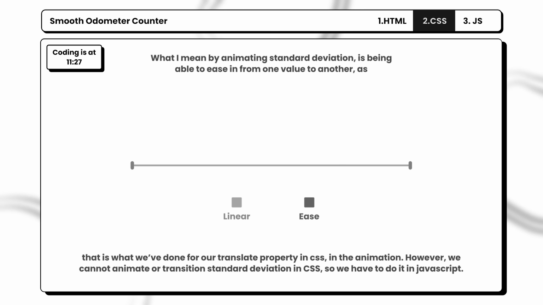Now basically what I mean by animating standard deviation is being able to ease in from one value to another, as that is what we've done for our translate property in CSS in the animation. However, we cannot animate or transition standard deviation in CSS, so we have to do it in JavaScript.